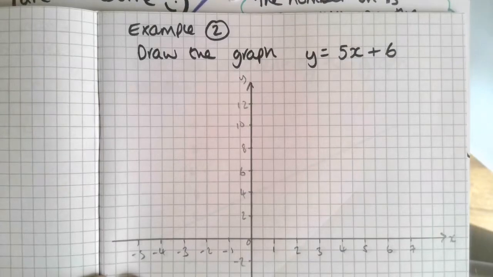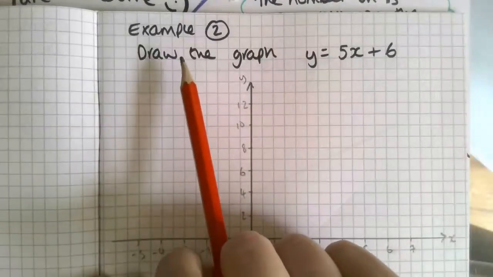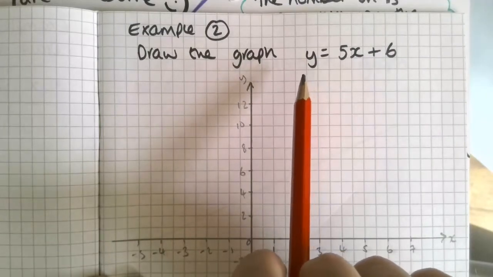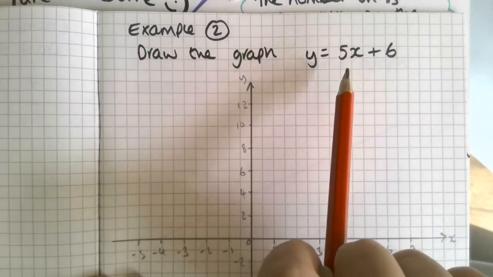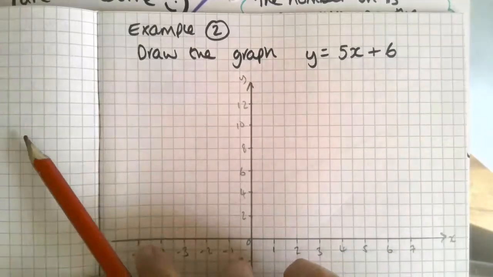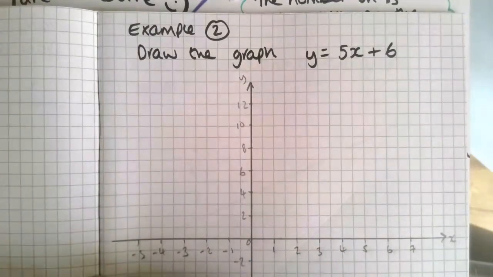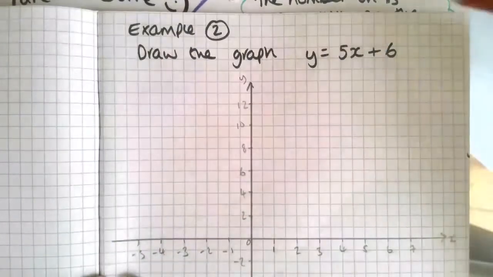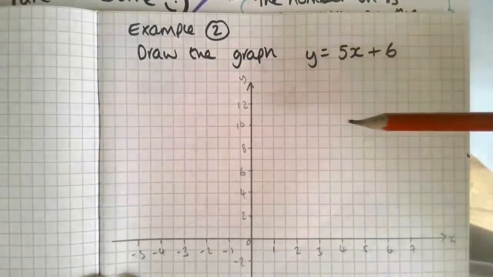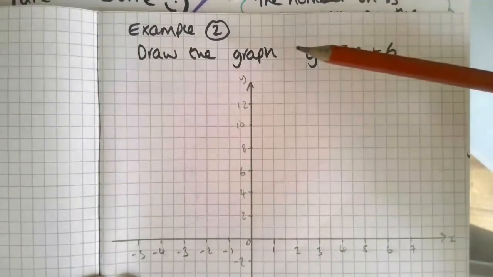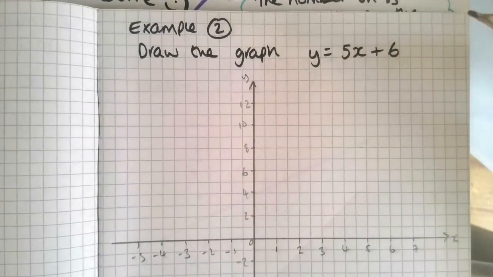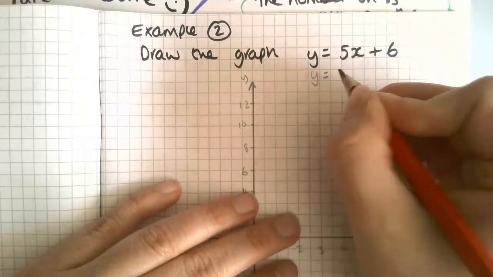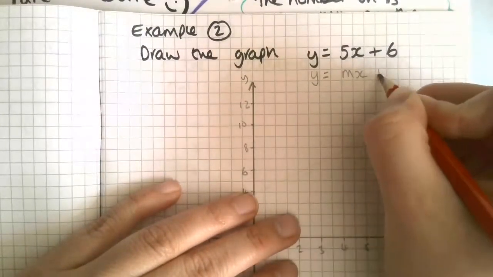Right, so for this next example, I know it's a very similar question. So y equals 5x plus 6. So for this, I could do the exact same method I did for example 1. And if you like that method and you're happy with it, stick to that. But I just want to show you another way that you can draw these graphs, knowing what we know about the equation. So remember, we know that this is in the form y equals mx plus c.